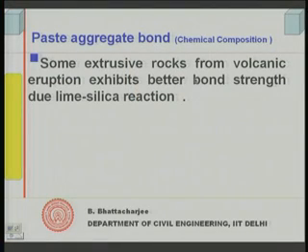But some aggregates do show a little bit of chemical bonding characteristics. For example, extrusive rocks, which come out of volcanic eruption, may exhibit better bond strength due to lime silica reaction. We have mentioned pozzolanic reactions earlier. Extrusive rocks are those which form from the lava, from extrusion during volcanic eruption. They might contain a large quantity of reactive silica, as high as 40% to 70% silica may be present.